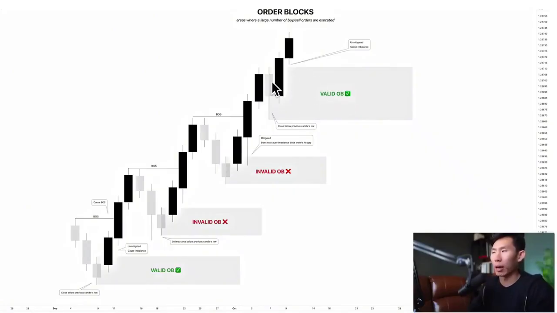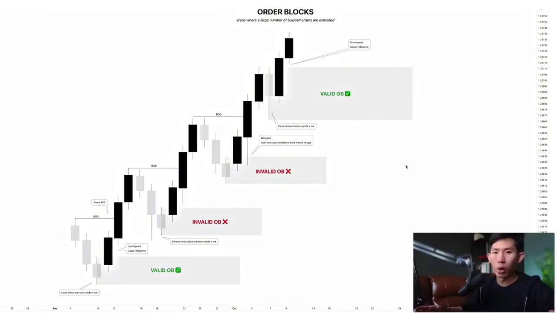And then the last zone that we have right here: sharp and substantial upward movement, cool. Is it unmitigated? Yes, it is. Did it cause imbalance? Yes, there's a small little gap right here. The marker that I'm drawing right here is way too big, but yes, there's a little bit of gap there. And this did close below the last candlestick low, making this a valid order block.